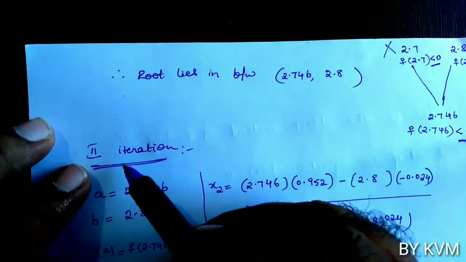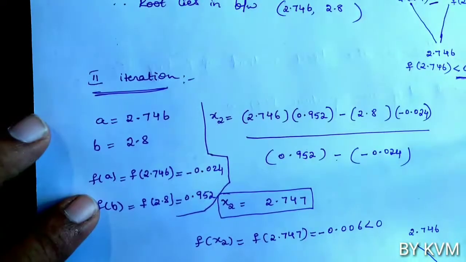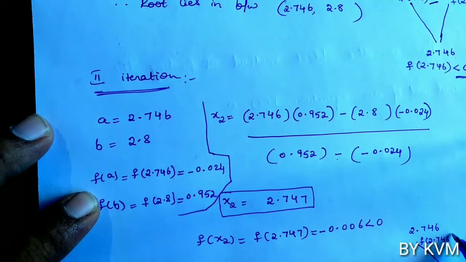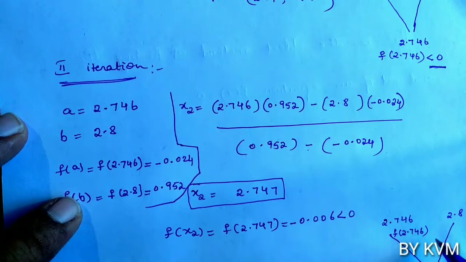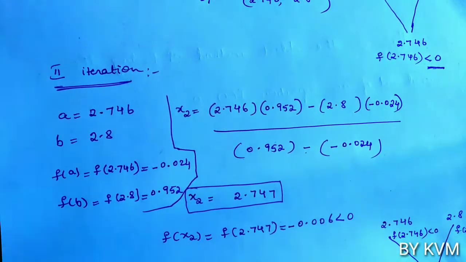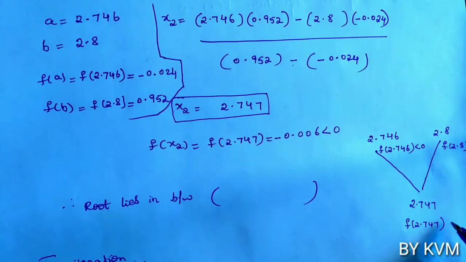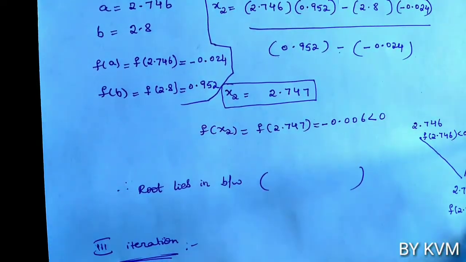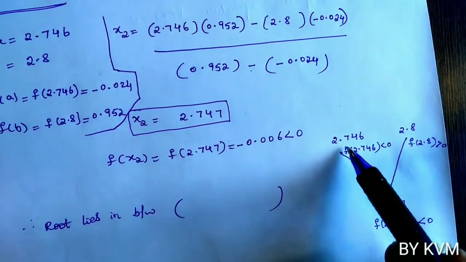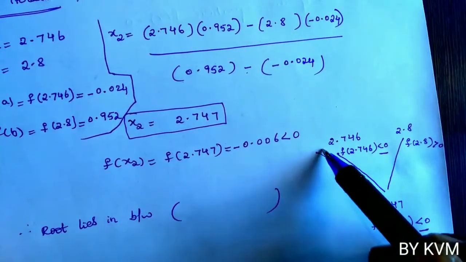Before the second iteration, the root lies in between 2.746 and 2.8, and the new root x2 is 2.747. So f of 2.746 is less than 0. f of 2.8 is greater than 0. f of 2.747 is also less than 0. So if you take 2.746 and 2.747, f of 2.746 is less than 0 and f of 2.747 is less than 0, so the intermediate value property fails.